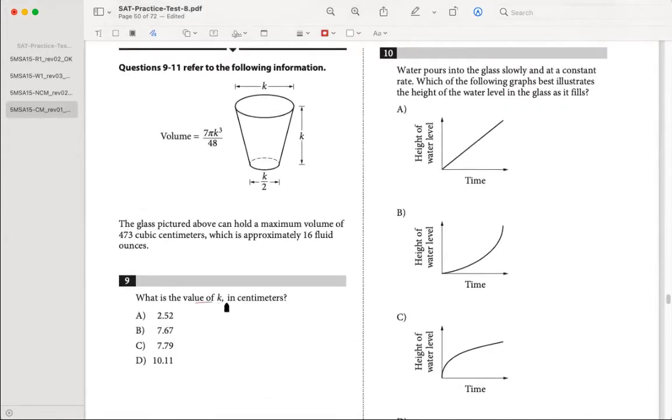Okay, what is the value of K in centimeters? So you pretty much just use this. Okay, it holds a maximum volume of 473 cubic centimeters, which is 16 fluid ounces. So that's K by T. Okay, so what is the value of K? So you'd set it equal as 4. Okay, let me try this again.